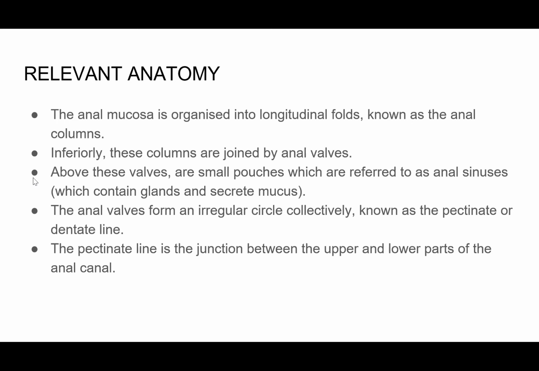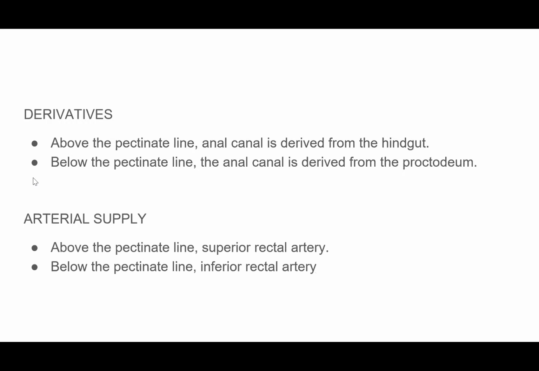This pectinate line is important as it's the junction between the upper and the lower parts of the anal canal, and is also important with regards to its distribution of vascular supply, lymph node, and nerve supply. So above the pectinate line, the anal canal is derived from the hindgut, while below the pectinate line, the anal canal is derived from the proctodeum.